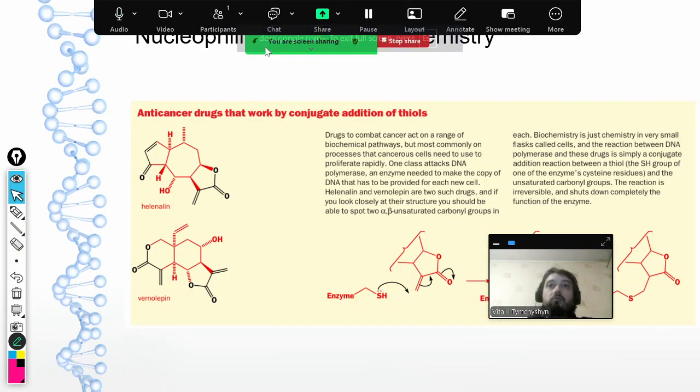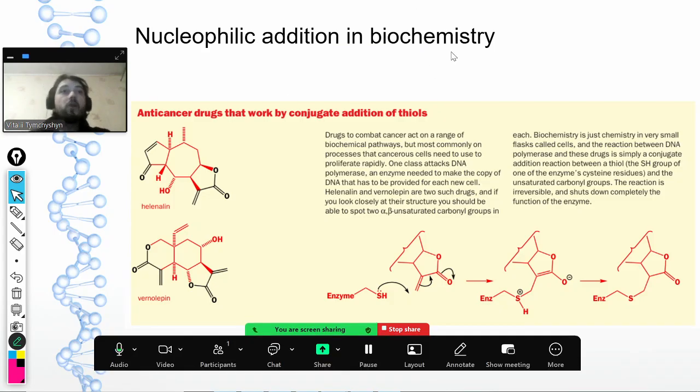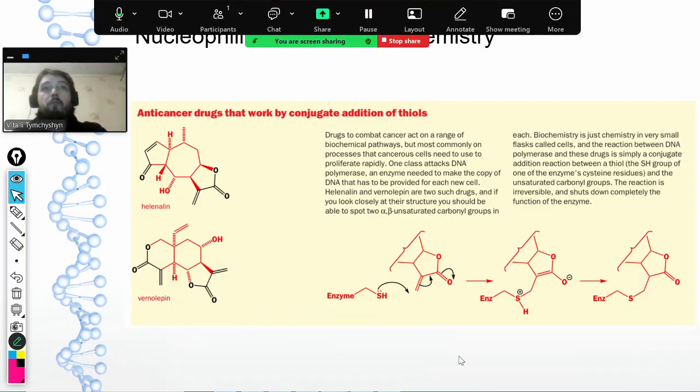Basically, these sort of reactions, like nucleophilic addition, are used in biochemistry and during the syntheses of different drugs. You may see them in different mechanisms involved in how drugs work. For example, here are two anti-cancer drugs, helenalin and vernolepin, and they work by conjugate addition to thiols.